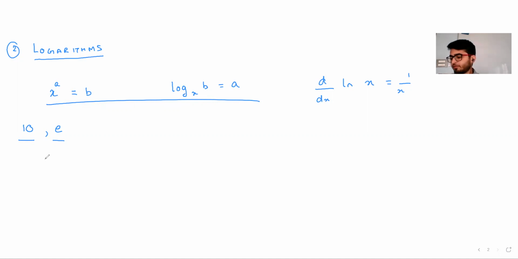Throughout the actual examination, if you see just log a, or you see ln a, both of them will mean that the base is e. By default, in actual examinations, your base is going to be e, irrespective of whether you write log or ln. If there is any other base, whether it's 10, 2, 3, 4, or any other quantity, it would be explicitly mentioned. This is the first thing you should keep in mind.